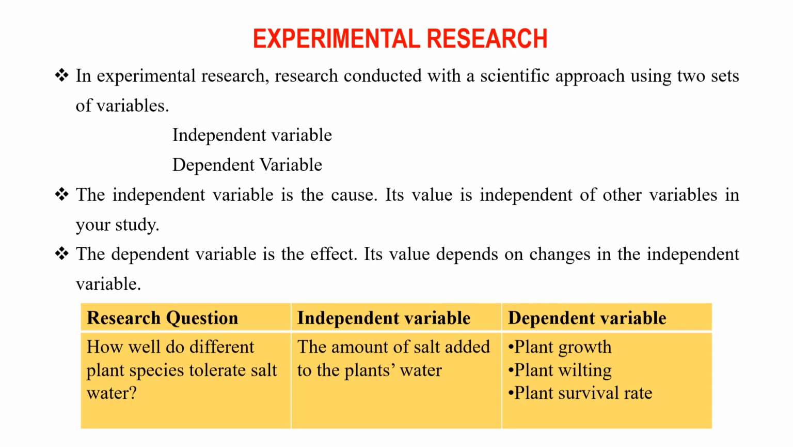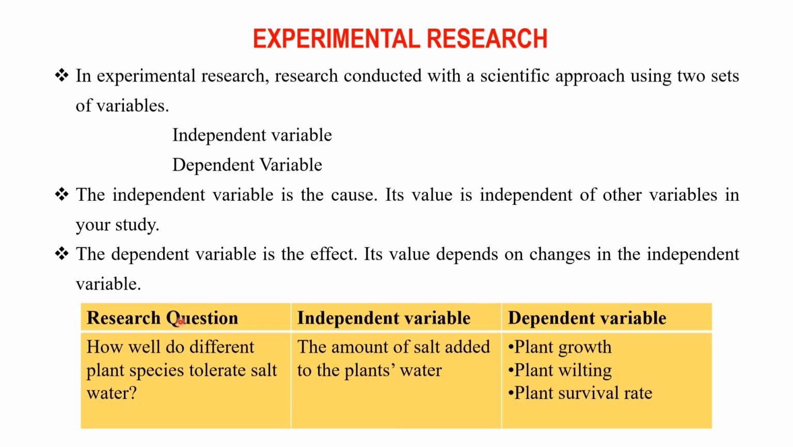The second variable is the dependent variable, and the dependent variable is the effect. Its value will change depending on the changes that occur in the independent variable. The independent variable is the cause, and its value may vary. The dependent variable is the effect, so its value depends on the independent variable. If the independent variable value is changed, then the dependent value will also change.